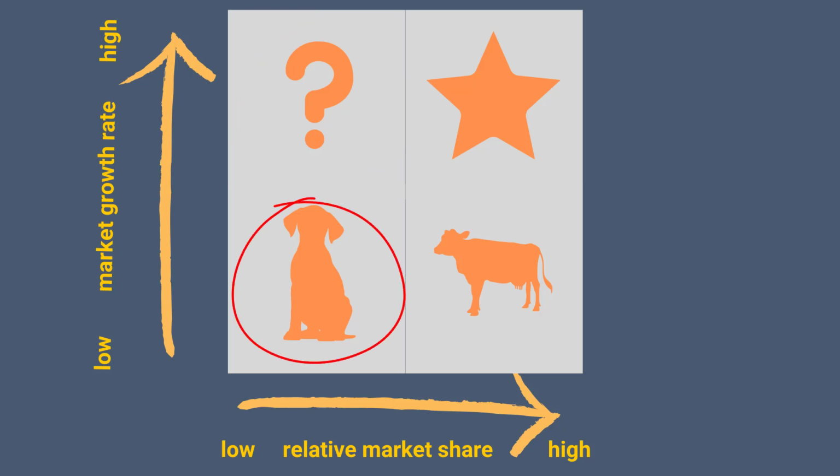And then we come back again, finally, to our dogs. Now, dogs have low market share relative to the competition, and they operate in a market with a low growth rate. They're products that have come to the end of their life. They're in decline for various reasons. So what can you do with a dog? Well, the best thing to do with a dog is get rid of it in some way. Shut the product down, phase the product out. Maybe if you're lucky, you can find a buyer for your brand or your product.